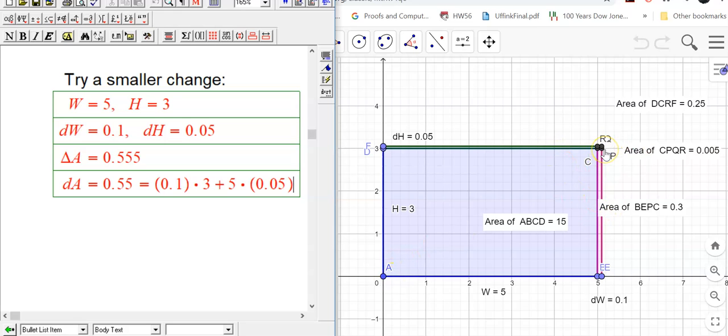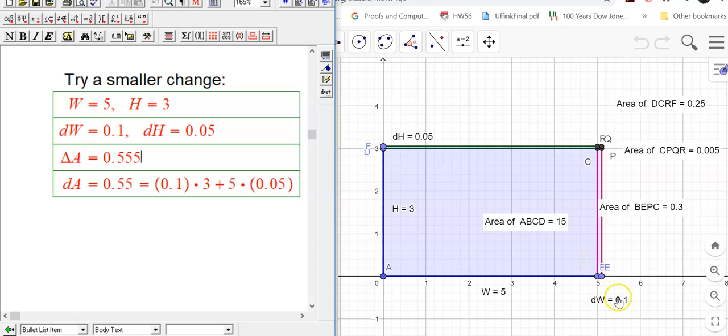Now, again, that would not be very correct if we can't have some argument that we can ignore this little tiny rectangle up here, CPQR, this brown, although you can't see the color anymore. But at this point, that is getting to be quite small, 0.005. And so we're really not off by much. I'm saying we should think of 0.55 as a good approximation, and the real change in area here will be 0.555.